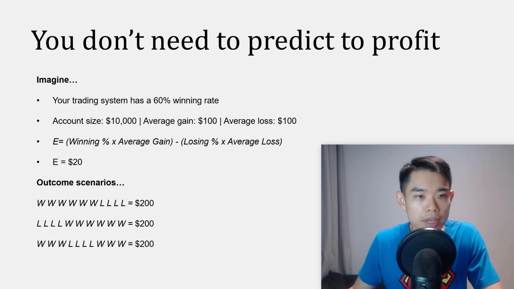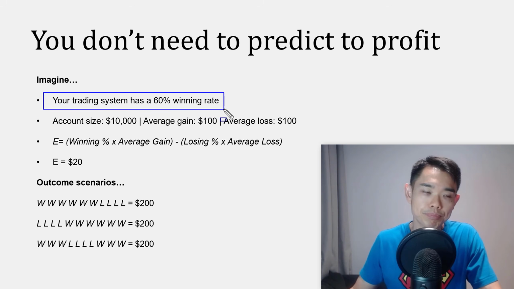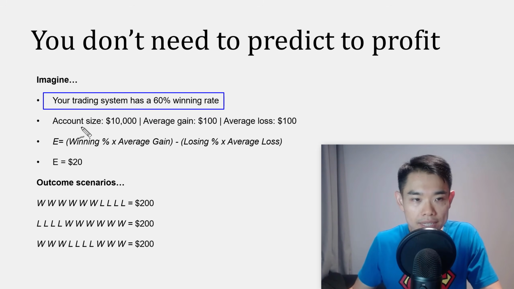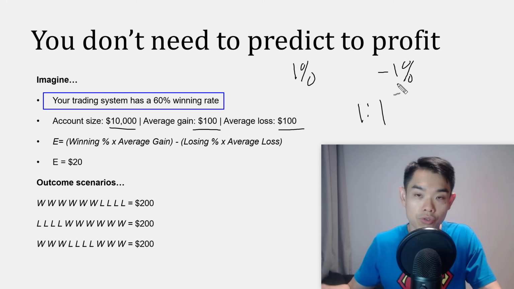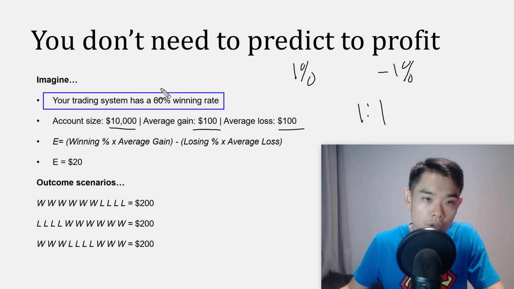Imagine you have a trading system that wins 60% of the time. Follow along with me. Let's say you have an account size of $10,000. Your average gain is $100 and your average loss is $100. So in other words, this trading system has a 1-to-1 risk to reward ratio. On average, you earn 1% on your trades, and on average, your loss is also about 1% on your trades. But you have an edge because of your winning rate, 60%.